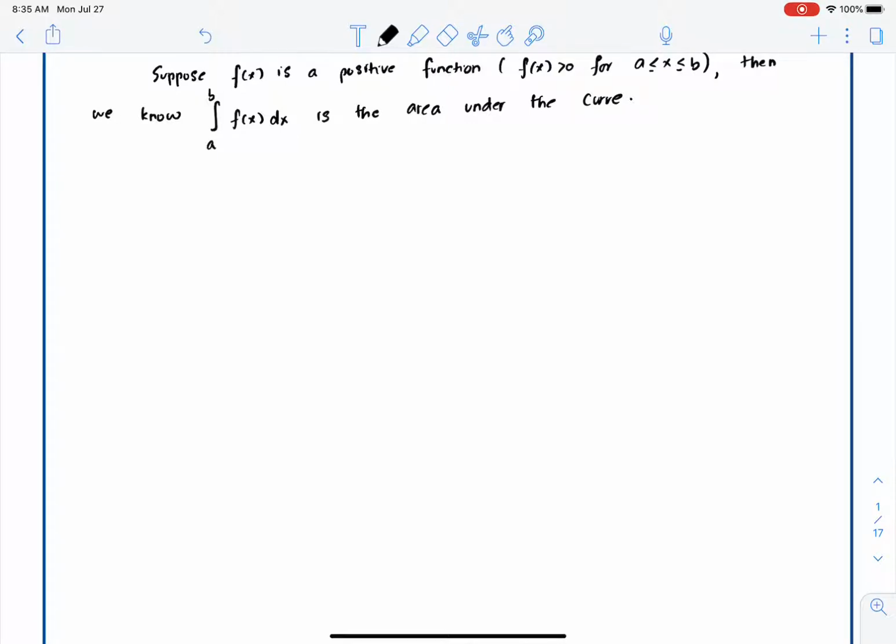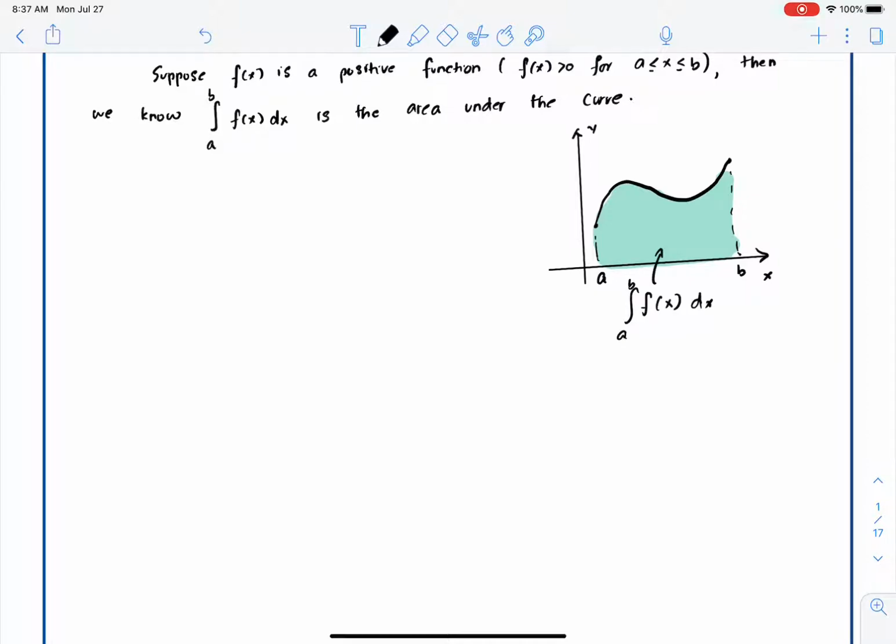So, for instance, if I pick a and b, then the area under the curve, which would be all of this, all of it here, would form the integral a to b f of x dx. That's great. Now I'm going to copy this.